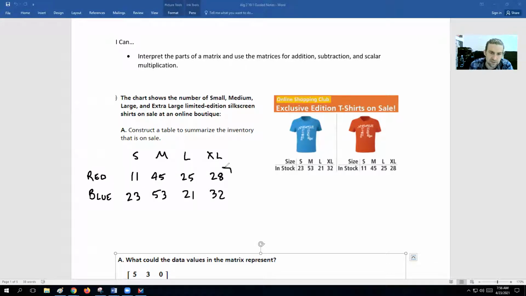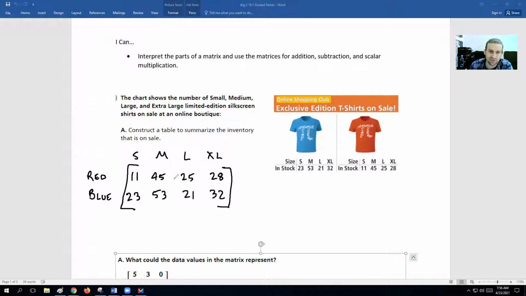So right here, we constructed a table where each row is the color and each column is the size category. We could figure out the total of the red, the total of the blue, or the total of the larges that we have. But we have a table here that can go through. Well, what we just did was create a matrix.